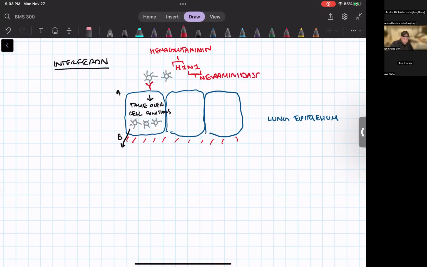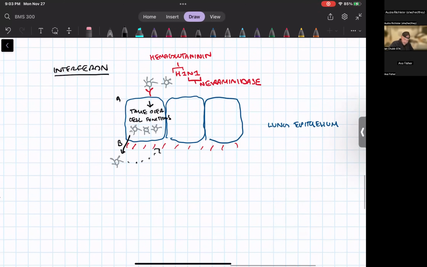Neuraminidase. And that's going to be required for exit. So now if this virus can exit, it can then go on over and infect another cell if it wanted to. However, this cell has a defense. So the defense is it's going to release what we call interferon. This would be IF1, so it's interferon type 1.